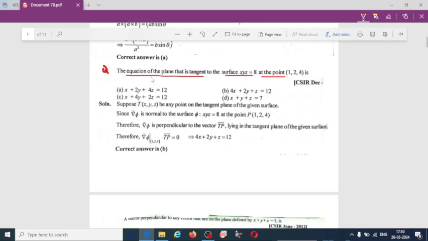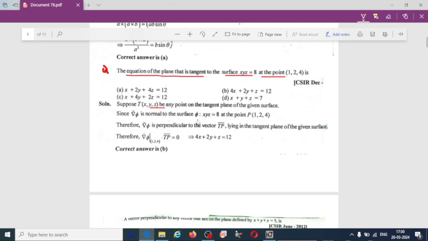So here they have asked the equation of the plane that is tangent to the surface xyz equal to 8. They have given the point (1, 2, 4). Once you substitute at that given surface, taking the gradient of that, you are going to have the tangent. So here are the 4 options. Before that we need to solve here.